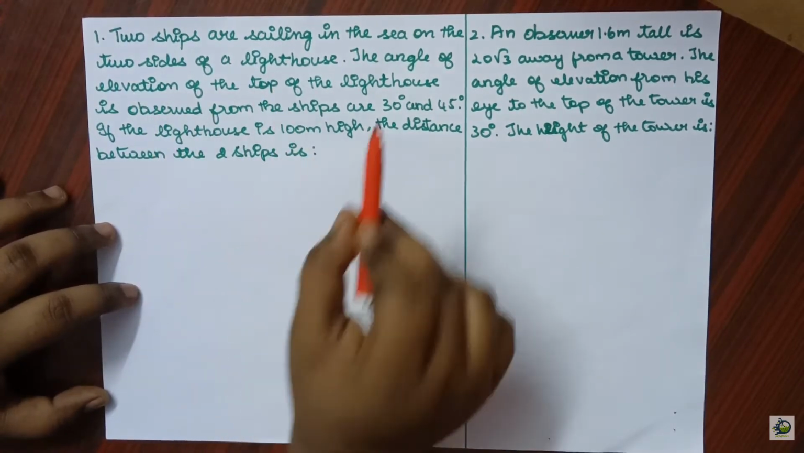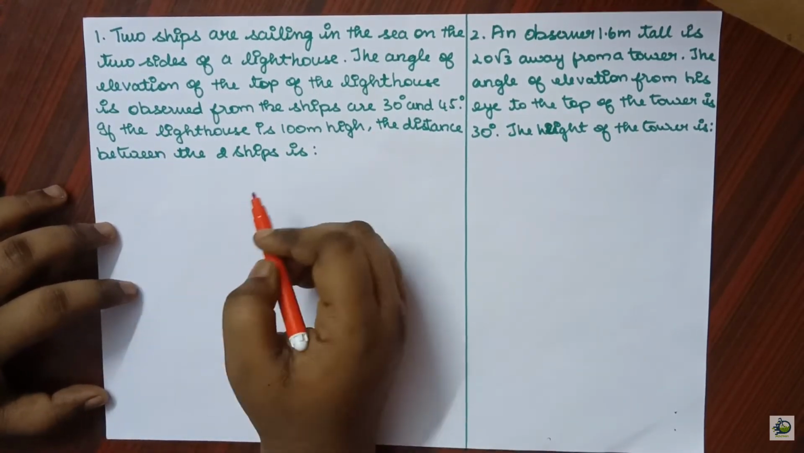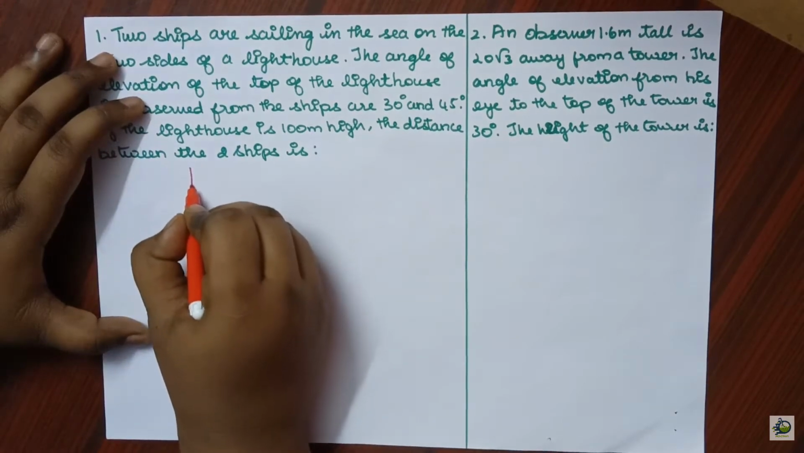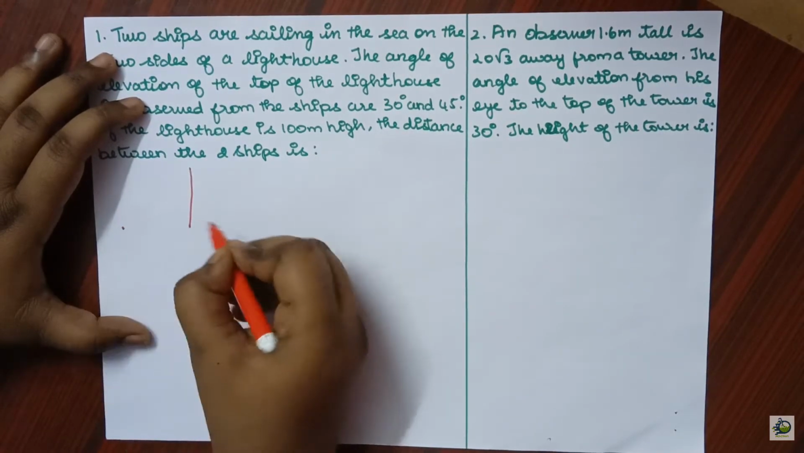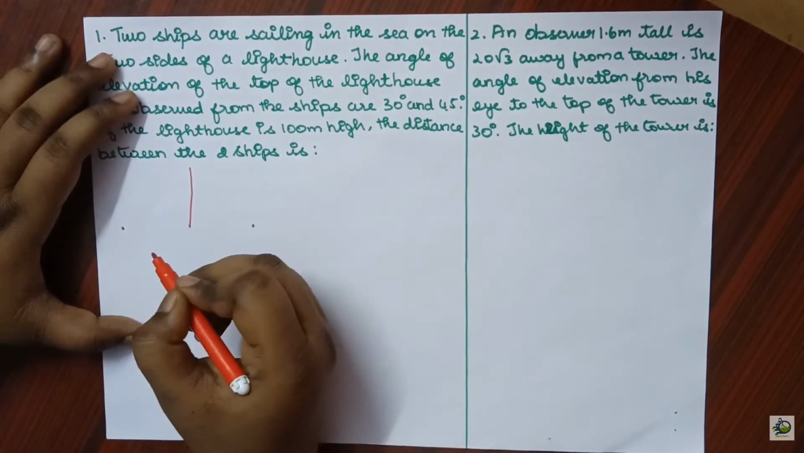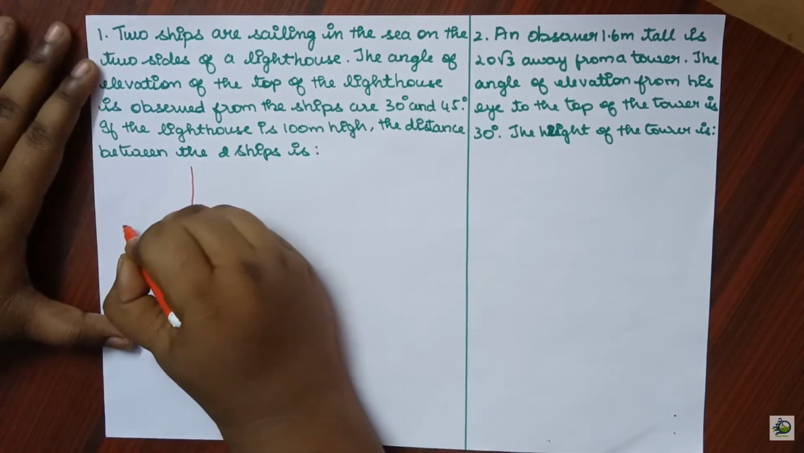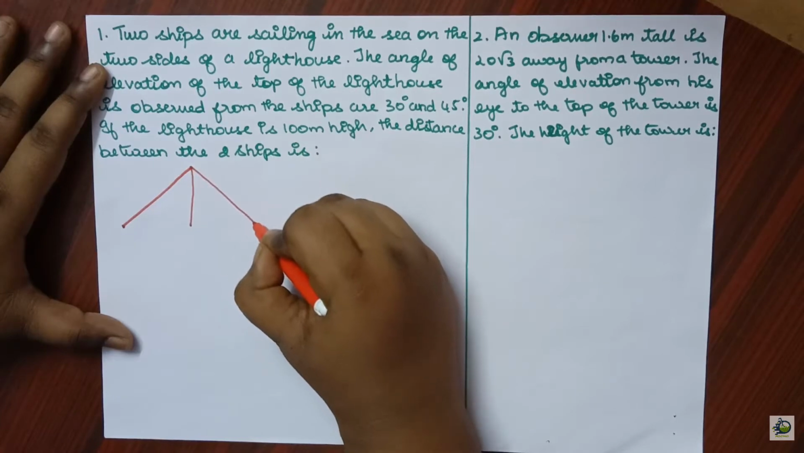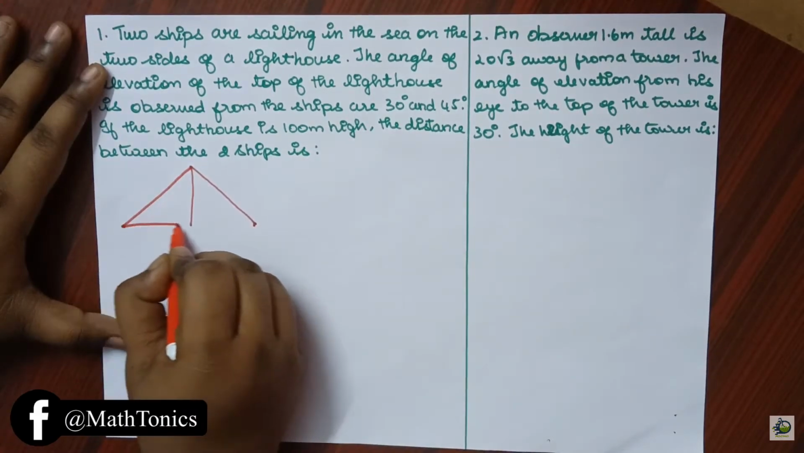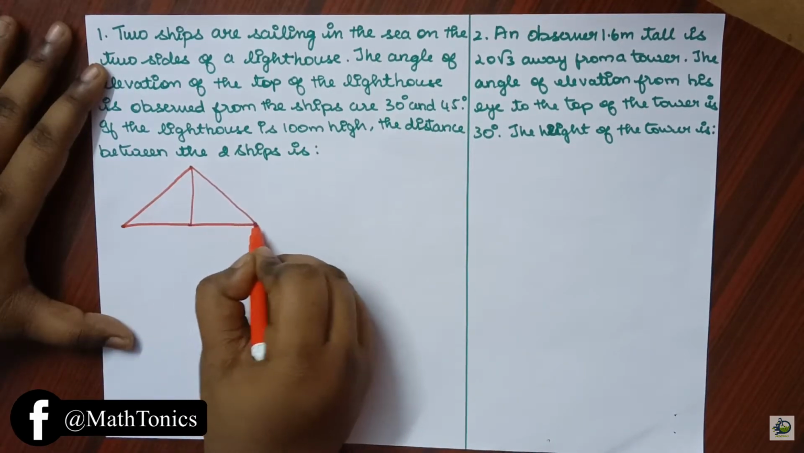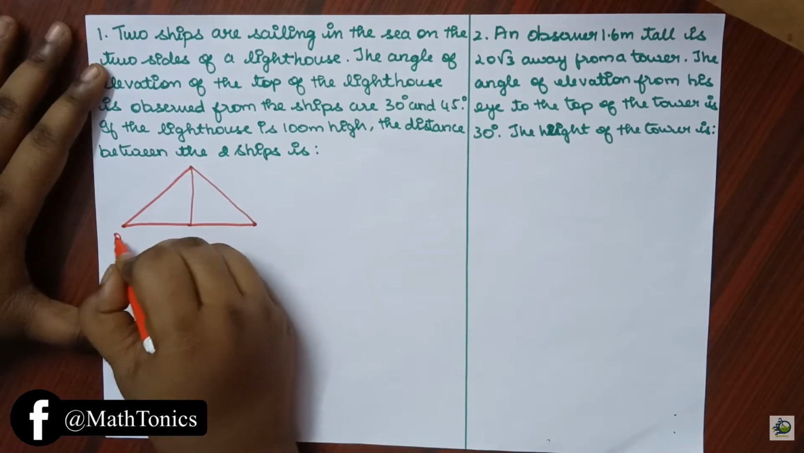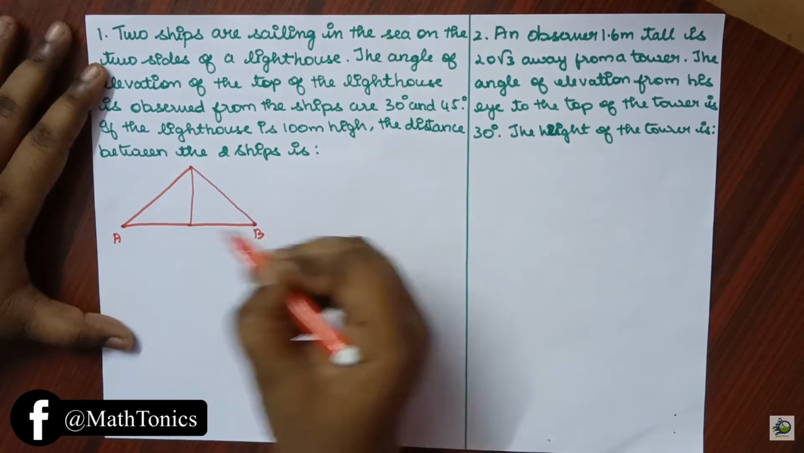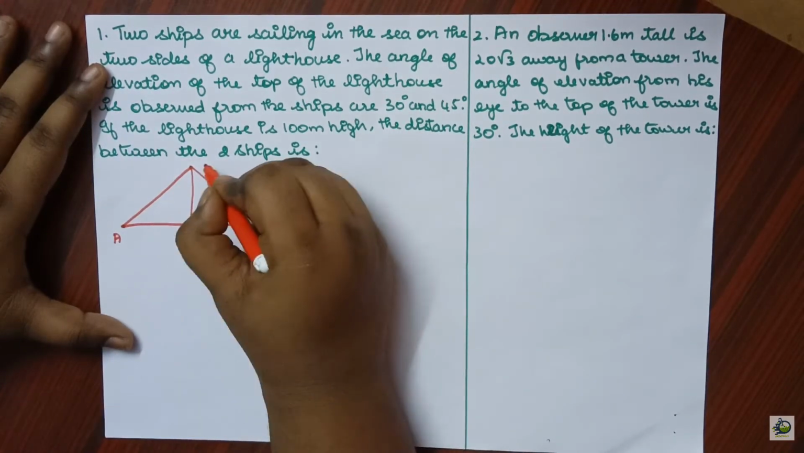So two ships are sailing in the sea on two sides of a lighthouse. So a lighthouse is there and two ships are at either side of the lighthouse. From the ships they can see the lighthouse, and these are the distances between them and the lighthouse. So let me consider the ships as A and B and the lighthouse as P and Q.